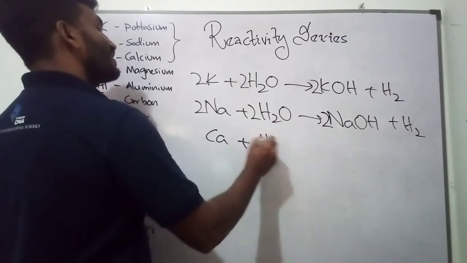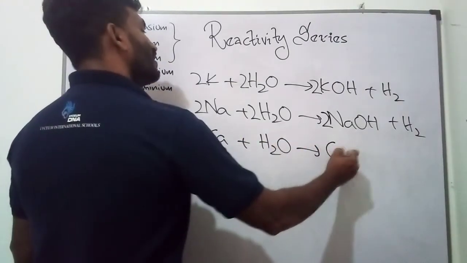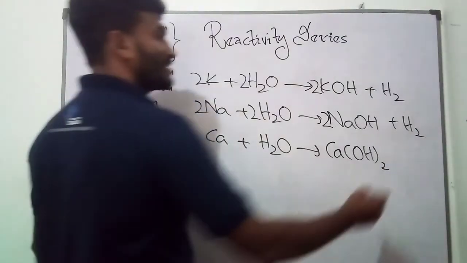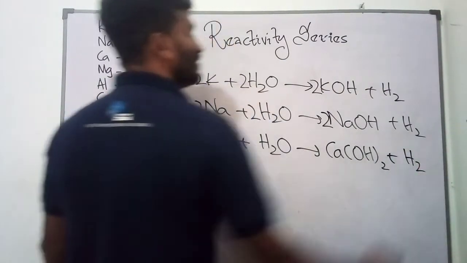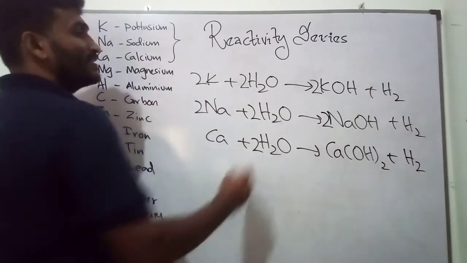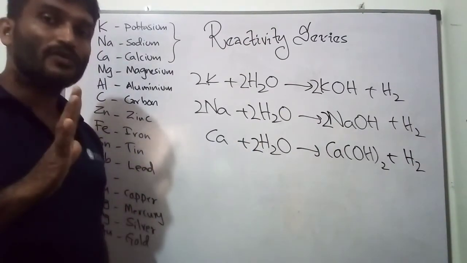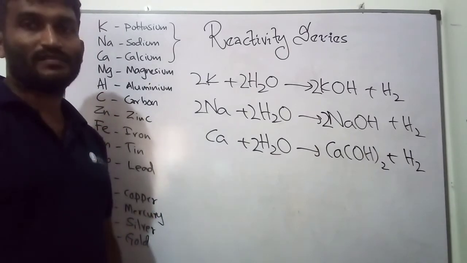Calcium reacts somewhat vigorously with water. So it forms calcium hydroxide, Ca(OH)2, because calcium's valence is 2, right? With hydrogen. To balance it, I can put 2 over there. The first three metals produce hydroxide and hydrogen gas, right?